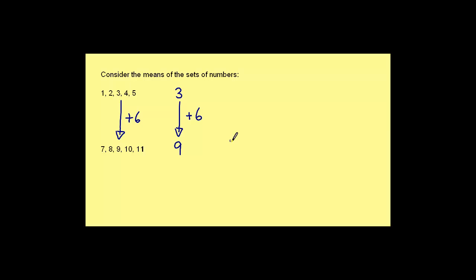If we have two sets of numbers, with the second set a fixed amount more than each of the numbers in the first set, the means will differ by this same fixed amount.